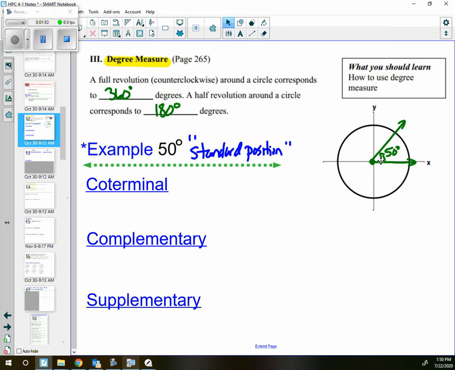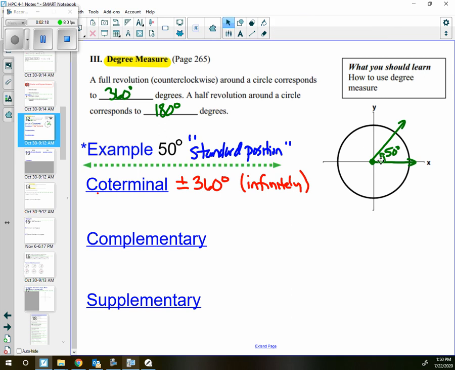So let's talk about what we know about these. Coterminal. Do you remember what coterminal means? Co, share, terminal side. So angles that end in the same position. So in radians, we added or subtracted a complete revolution. Well, we still do the same thing in degrees. So we add or subtract a complete revolution, 360 degrees. And remember, there are infinitely many of these because you can do that as many times as you want to.